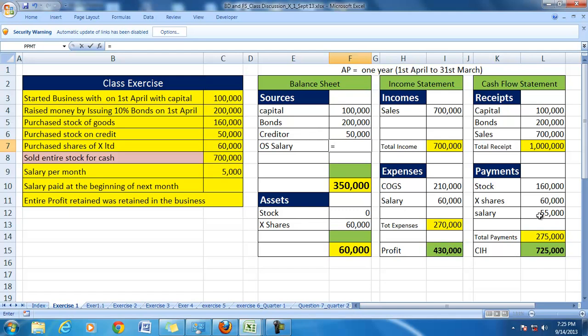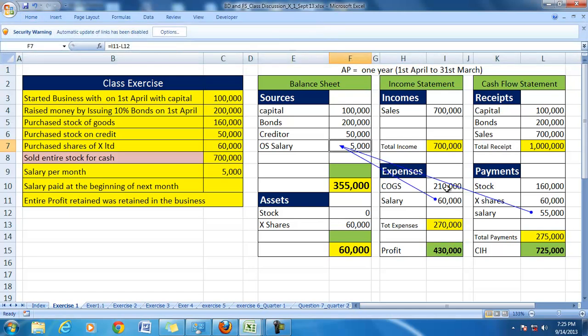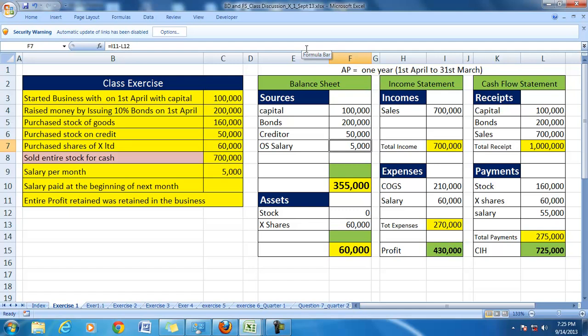Expense, irrespective of whether you paid or not, has to be shown fully for the period because of the accrual principle. So expense is 60,000, payment is 55,000, and a liability, which is an outstanding salary, is 5,000. If the expense is more than the payment, there is a liability. And if the expense is less than the payment, or in other words, if the payment is more than the expense, then there will be an asset.